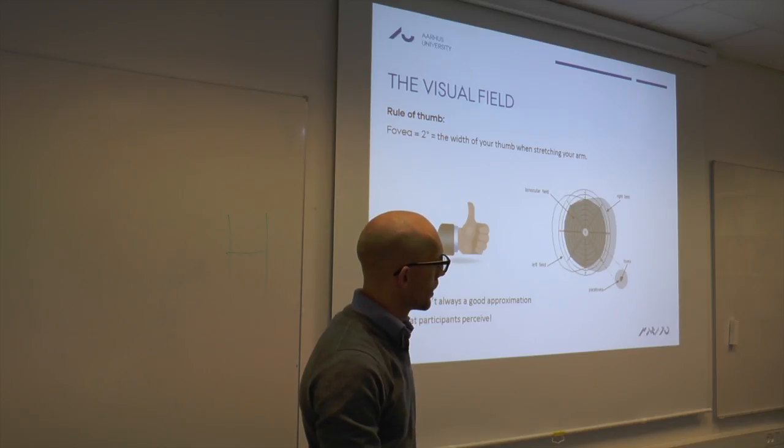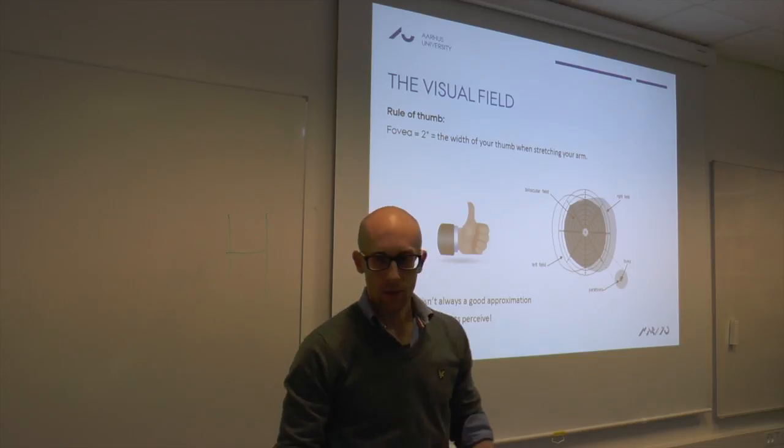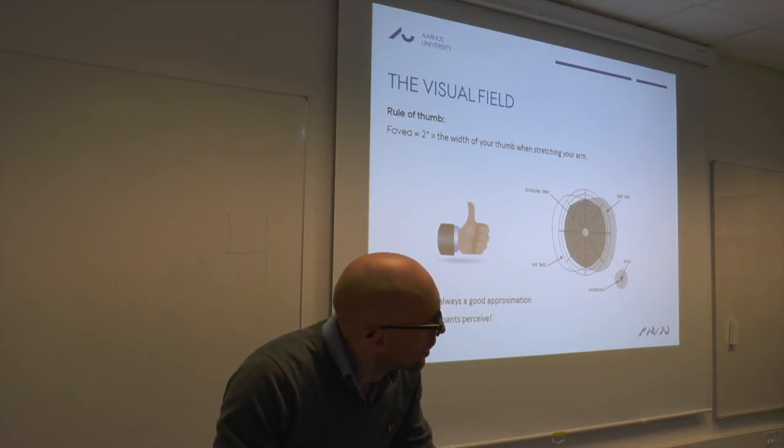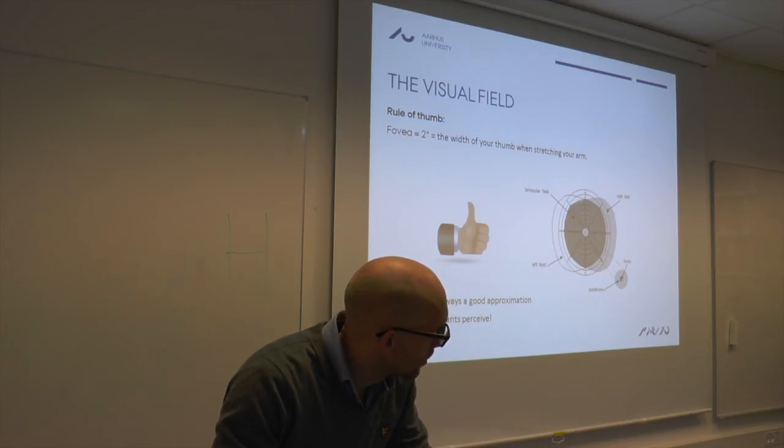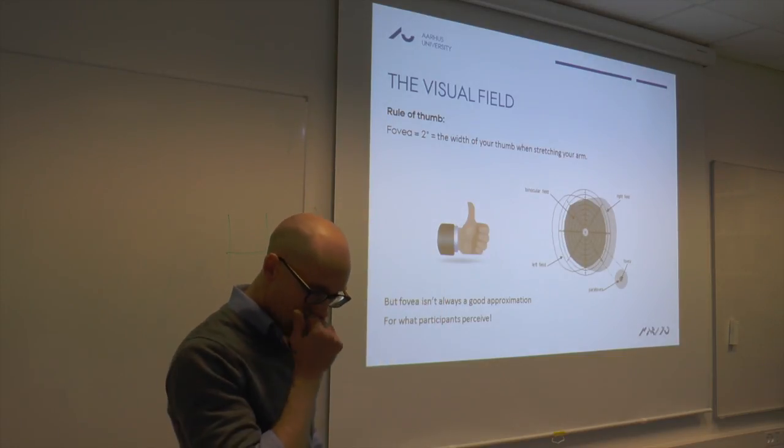Sorry, is it 2 in total or 2 from the center? So the radius or the diameter, you mean? Yeah. So is it 2 like this or 2 like this? The diameter. Does the 2 degrees count to the left and to the right, or in total? It's the diameter. So 1 to each side. Okay, so it's a sector. Okay. Good. Yeah, thanks. Because I always thought it was 1 from the center.